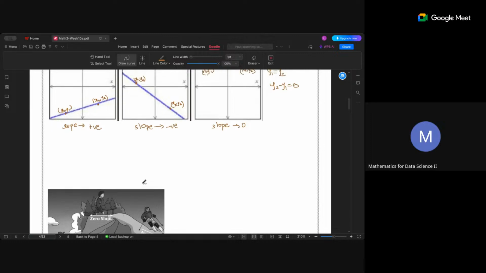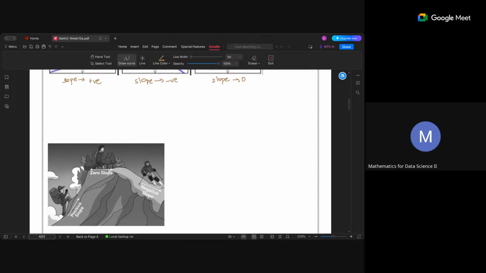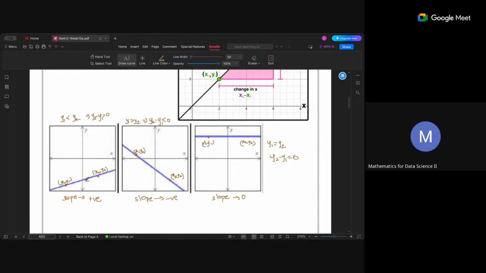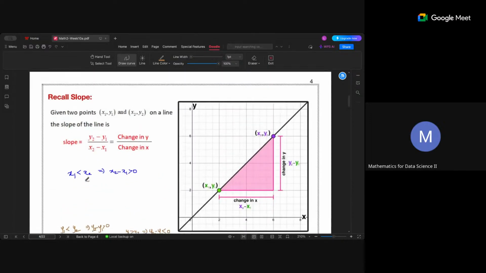So you can easily understand from this graph that for 0 slope, you don't have to make any change in your effort. You simply walk. But where is more effort needed? Positive slope, 0 slope, or negative slope? When you're moving on a mountain, where do you need to put more effort? Positive slope. And where do you need very less effort? Negative slope, right? So these are the concepts we have already seen.